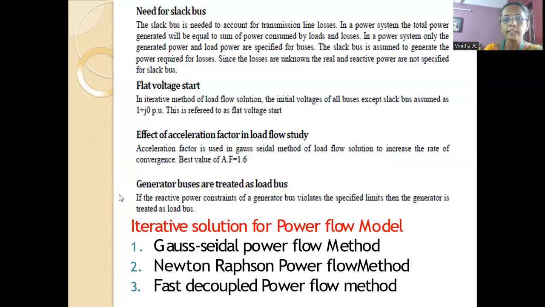There are various iterative solutions for the power system model. One is the Gauss-Seidel method, the second is the Newton-Raphson method, and the third is the fast decoupled method. Of these, the Gauss-Seidel method and the Newton-Raphson method are important, and we are going to discuss these two methods.